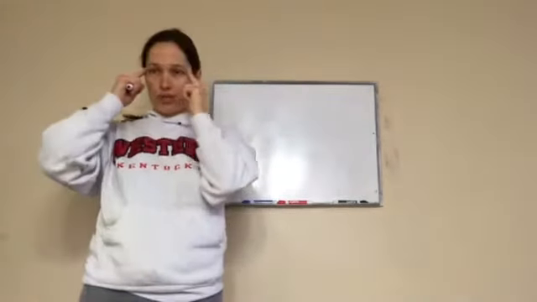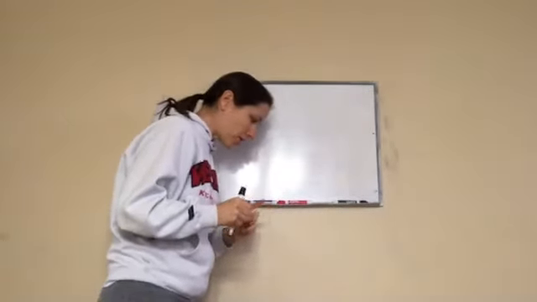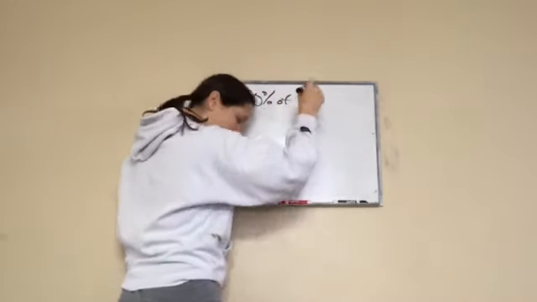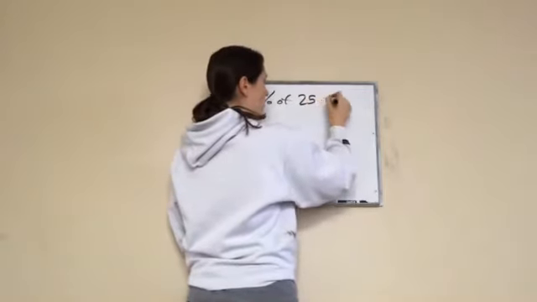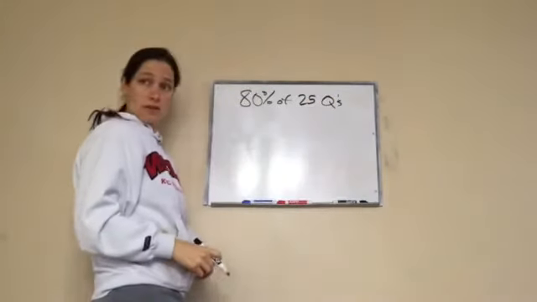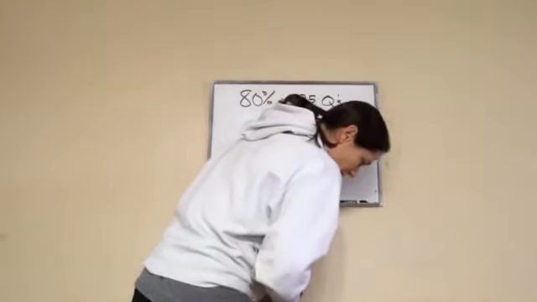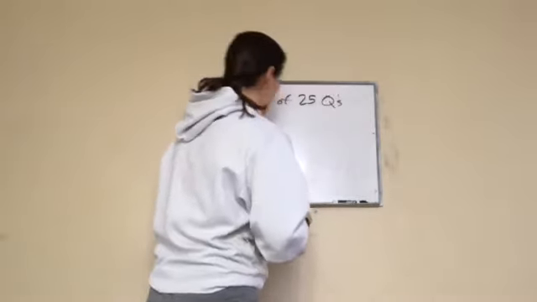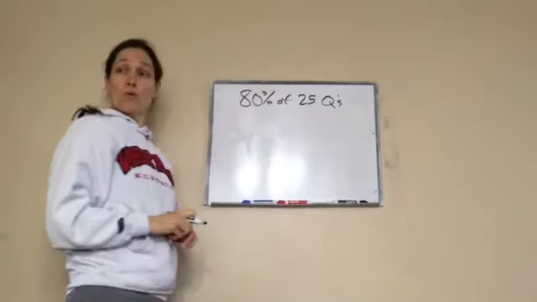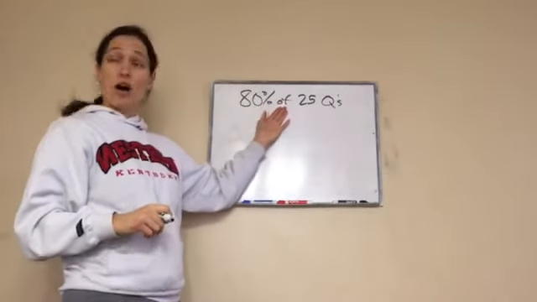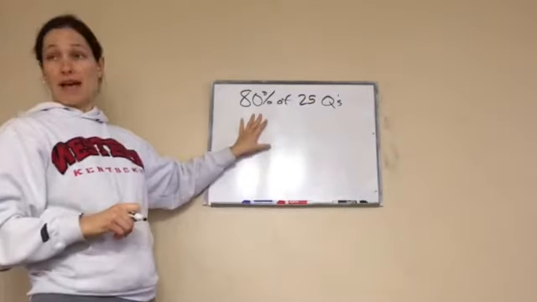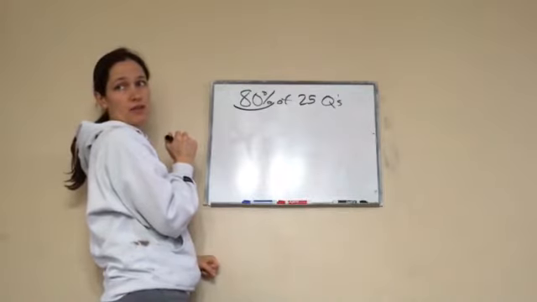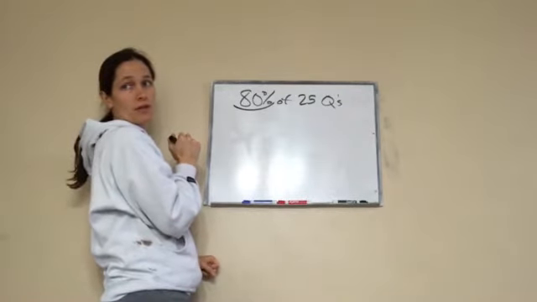Help me to answer this one. Johnny correctly answered 80% of the 25 questions. How many questions did he answer correctly? Well, we want to know 80% of 25. So help me out. What's this 80% going to become? Because remember, you can't leave it as a percent. It's got to become a fraction or decimal number.